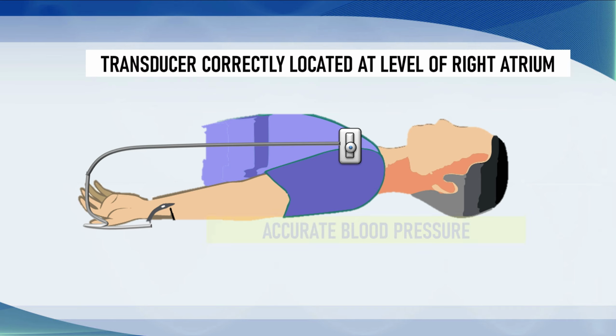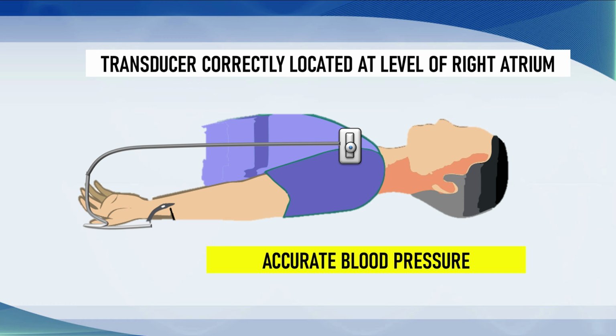The other issue that's absolutely critical to measurement of blood pressure is the location of the transducer. And this is the correct location, at the level of the right atrium. This gives you accurate blood pressure monitoring. It doesn't matter if the patient is sitting up, lying down, prone, in Trendelenburg or reverse Trendelenburg position. That transducer needs to be at the same level, the so-called phlebostatic axis.